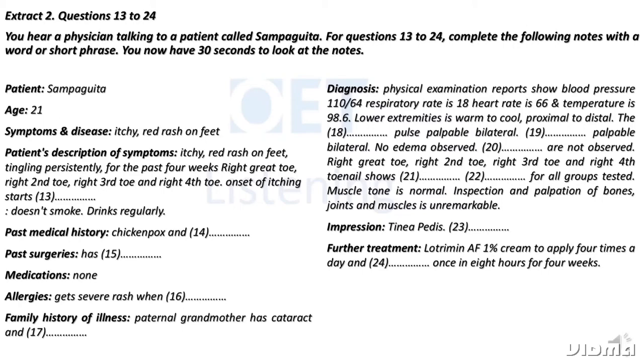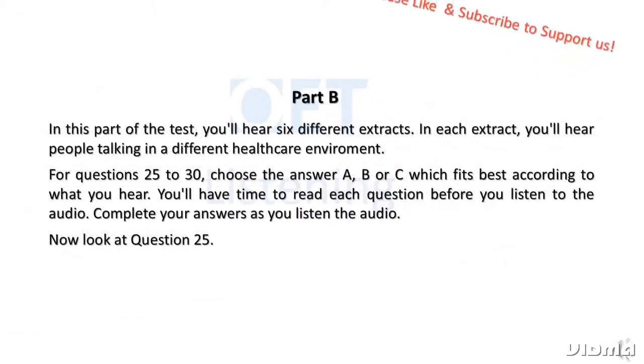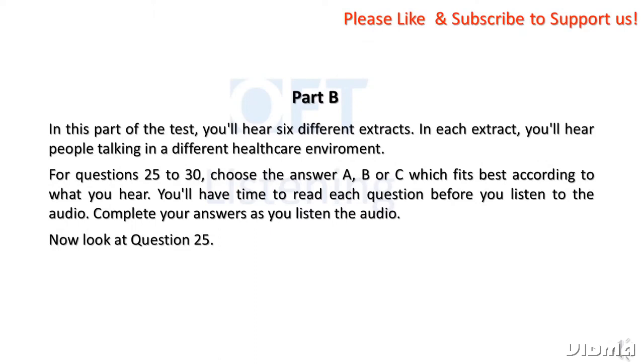That is the end of Part A. Now, look at Part B. Part B. In this part of the test, you will hear 6 different extracts. In each extract, you'll hear people talking in a different healthcare environment. For questions 25 to 30, choose the answer A, B, or C, which fits best according to what you hear. You will have time to read each question before you listen to the audio. Complete the answers as you listen to the audio.